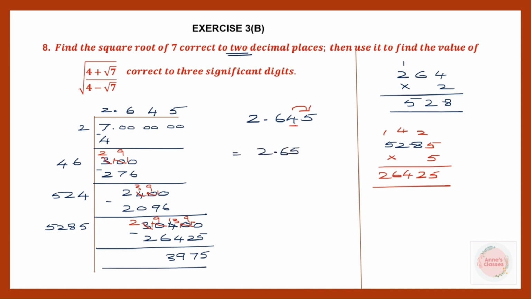That means we have found the square root of 7 correct to 2 decimal places. That is 2.65. Now that we found it to be 2.65, we have to work out this part. Because the question says find the square root of 7 to 2 decimal places, then use it. That means use this to find the value of this correct to 3 significant digits.